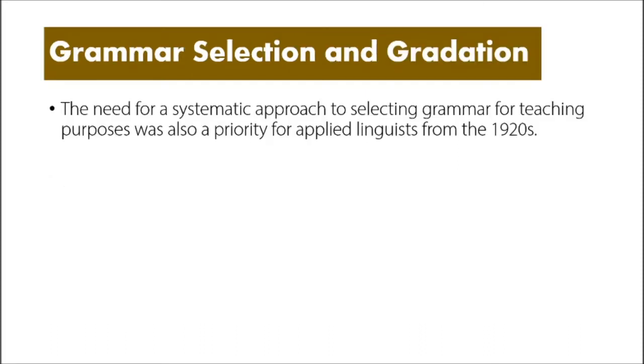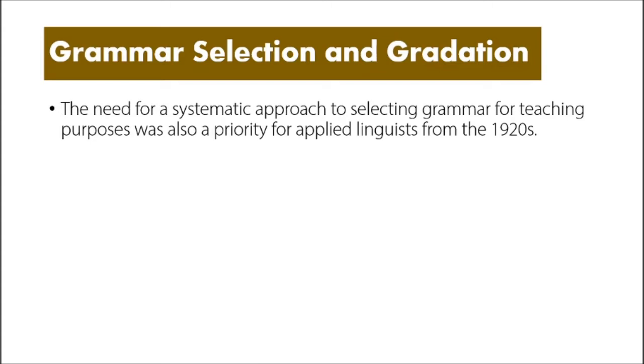And the next one is the grammar selection. So there is the need for a systematic approach for selecting grammar. We have now the vocabulary, the words. Now let's proceed to grammar, that is concerning the sentences. For teaching purposes, it was also a priority for applied linguists from the 1920s, all right?